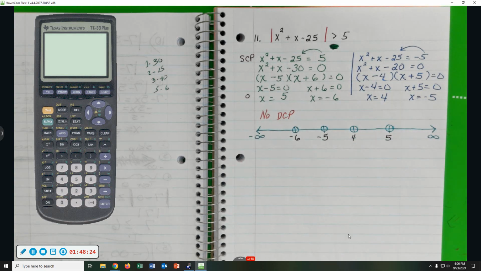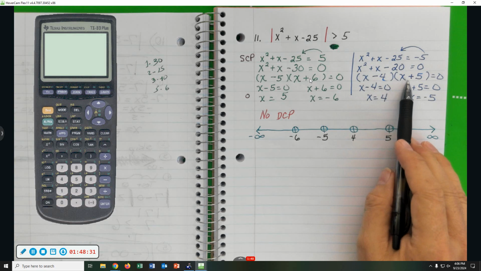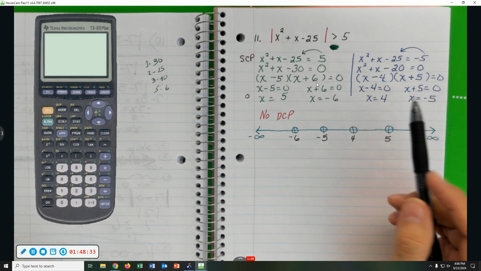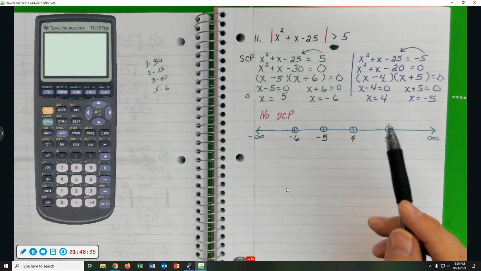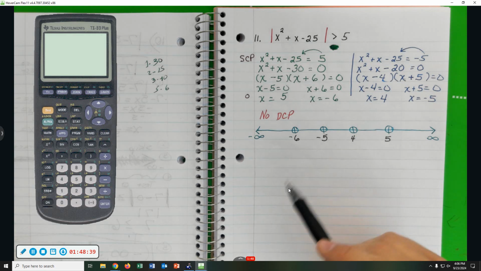Can we assume an alternating pattern? Yes. Notice, even though we had to factor it, we didn't get any repeated factors. So we can assume an alternating pattern. That means we can just check one interval. What number do you think I'll use as a test value?